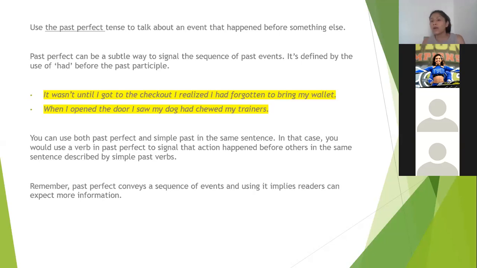So when you're writing and you're using the past perfect, you have to be very detailed so the reader has the complete information about what you're writing about.